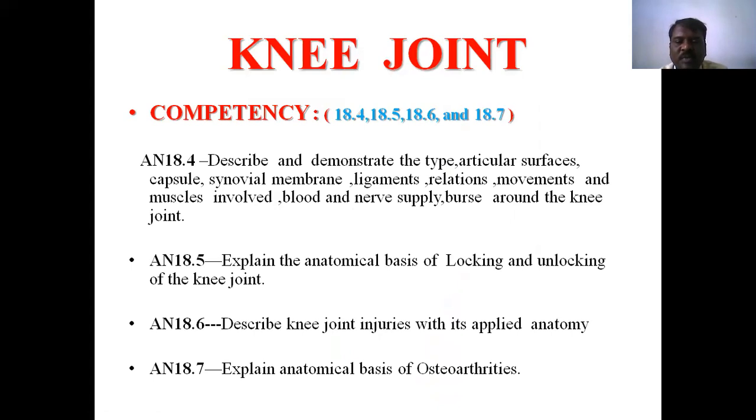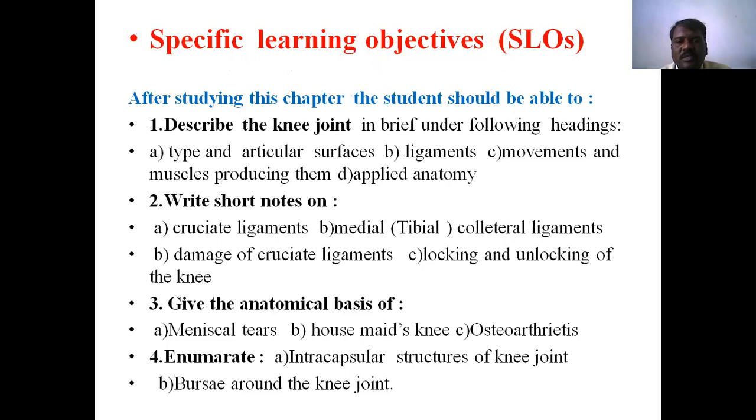Next, 18.5, explain the anatomical basis of locking and unlocking of the knee joint. 18.6, describe knee joint injuries with its applied anatomy. 18.7, explain the anatomical basis of osteoarthritis. These are the specific learning objectives.